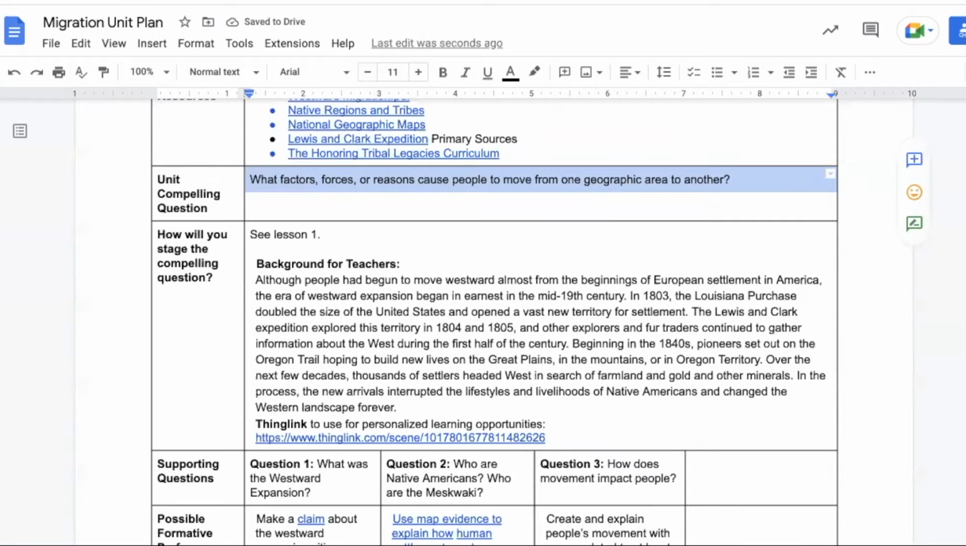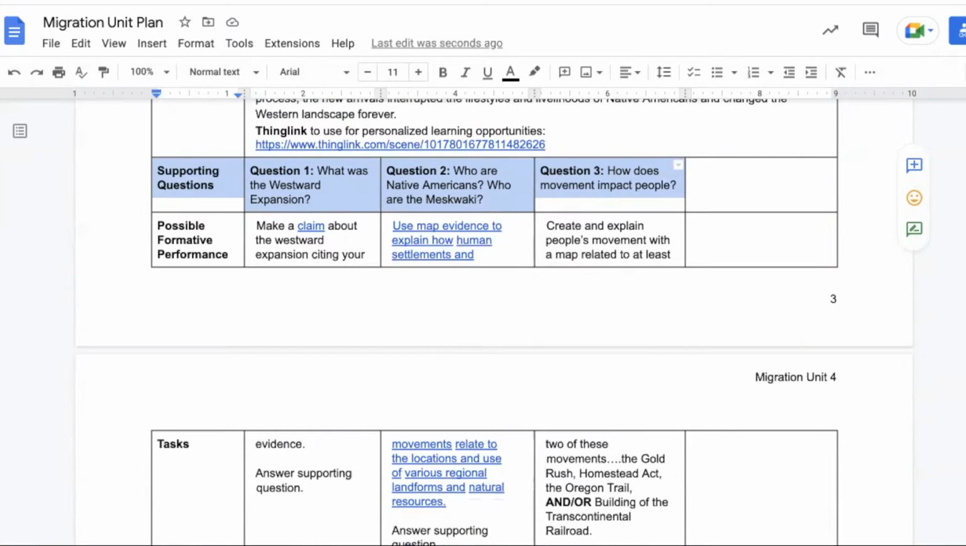Here's our compelling question for this unit. What factors, forces, or reasons cause people to move from one geographic area to another? We have 3 supporting questions that go along. What was westward expansion? Who are Native Americans? Who are the Meskwaki? And how does movement impact people?